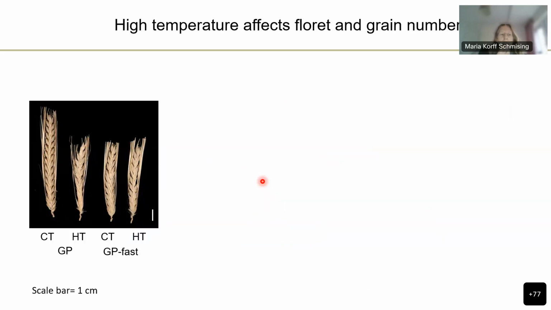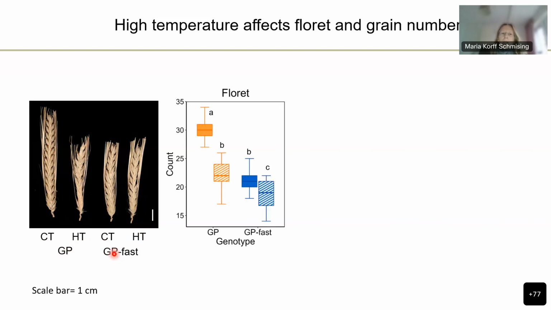Now, when we looked at the final spikes that you can see here in Golden Promise and Golden Promise Fast under control and high ambient temperature conditions, we saw big differences in the length of the spike. And that had to do with the difference in the rate and duration of the induction of spikelet primordia, and of course, the developmental timing of this between Golden Promise and Golden Promise Fast. So many more florets were formed in Golden Promise under control conditions, but then there was a strong drop under high ambient temperature conditions. And fewer spikelets are induced in Golden Promise Fast, typically under control conditions, but then the difference wasn't very big under high ambient temperature conditions.